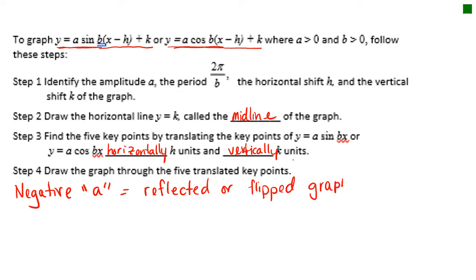Okay, so let's do some examples. Let's shift some graphs. We already stretched and shrunk, but now we're going to talk about the shifting of the graphs. So example number 1, and again, we're only going to do one period of these instead of two, as we did before: y equals 3 sine 2x plus 1.